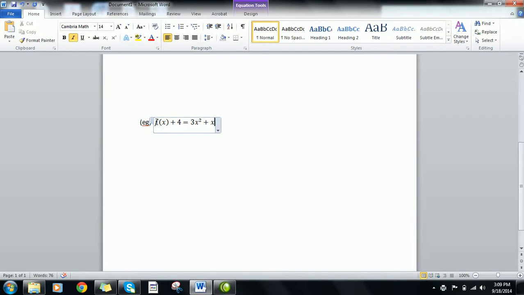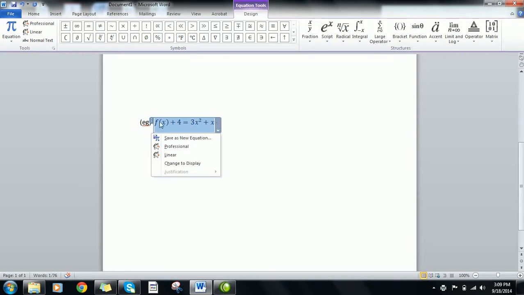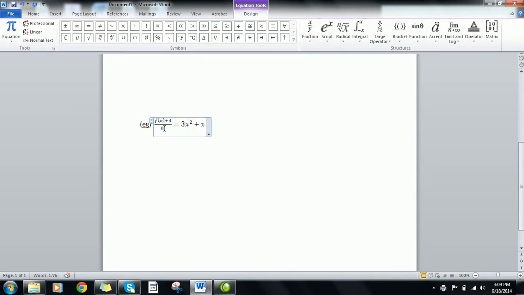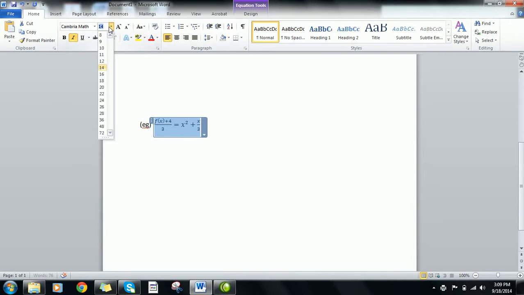What I'm going to do on the left, for the sake of simplicity, is write f of x plus 4, and that's the same thing as y plus 4, divided by 3. And when I divide the right by 3, this becomes x squared, and that becomes x over 3. So I divide everything by 3, and now it looks messy.